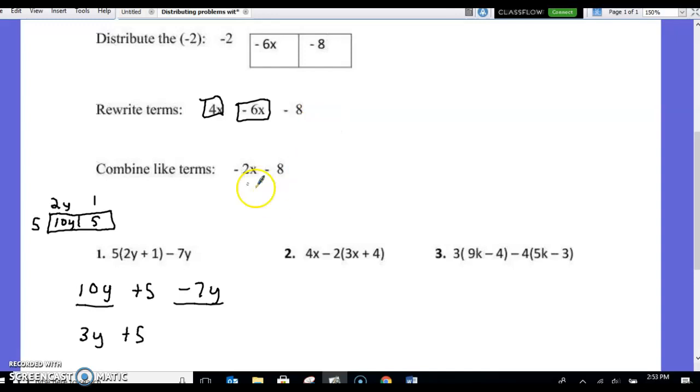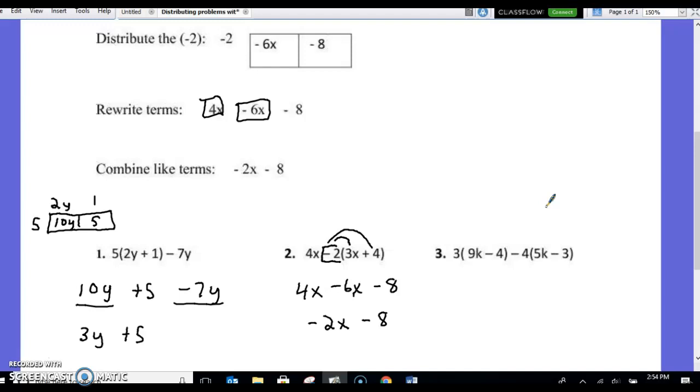Now if you're going to do the distributive property without the box, then again you're going to distribute this -2. So you could do -2 times 3x, which would be -6x, -2 times 4, which would be -8, and then bring down this 4x. Then we look for our like terms, 4x and -6x, that's -2x, and then we have the -8.